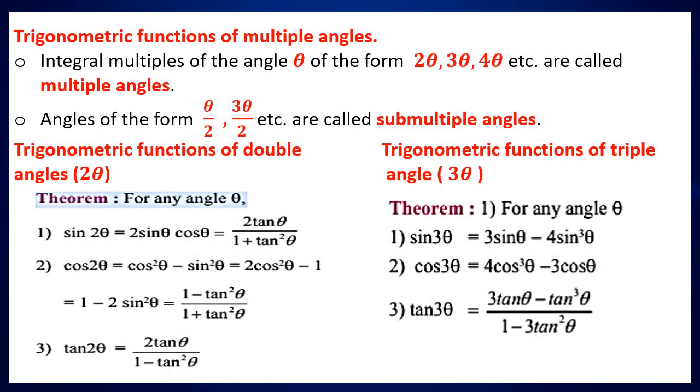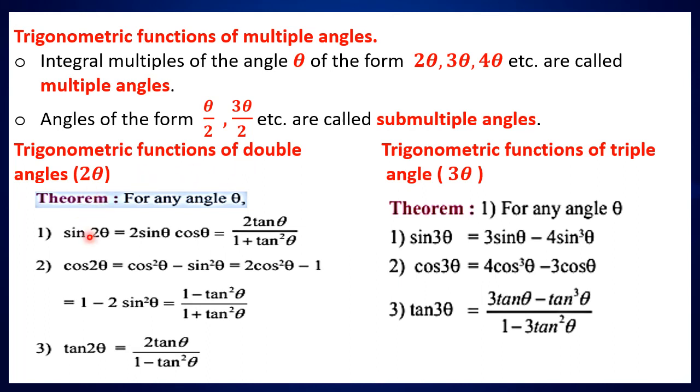Now, trigonometric functions of multiple angles. What are multiple angles? If theta is any angle, then the integral multiples of angle theta, of the form 2 theta, 3 theta, 4 theta, etc., are called multiple angles. Another form, theta upon 2, 3 theta upon 2, etc., are called submultiple angles. Now we learn the trigonometric functions of double angle and triple angle.